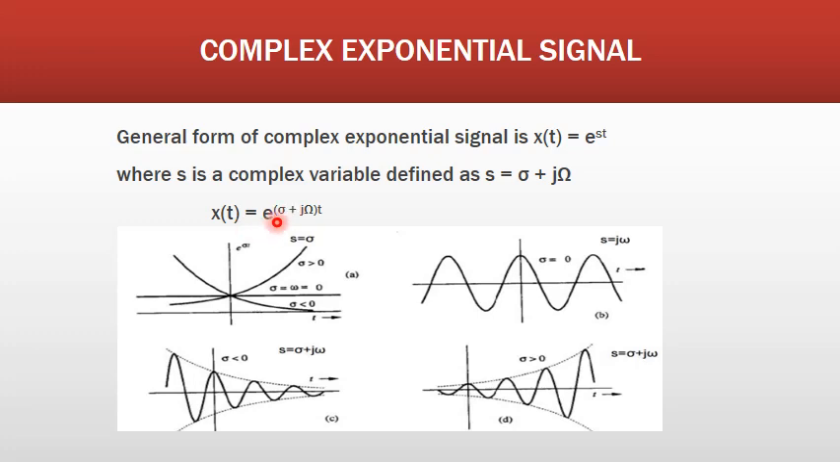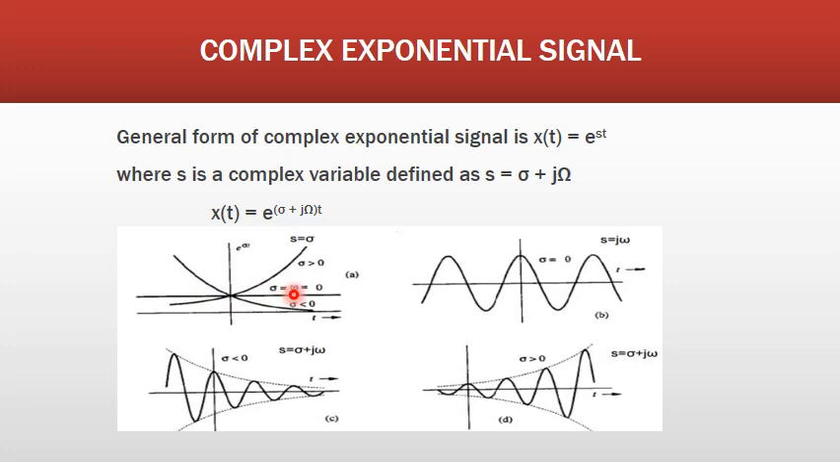Case 1, sigma equal to 0 and omega equal to 0. So, we will get x of t is equal to e power 0. We know that e power 0 is equal to 1. We will get a constant DC signal. So, for case 1, sigma equal to 0, omega equal to 0, we will get a constant DC signal.